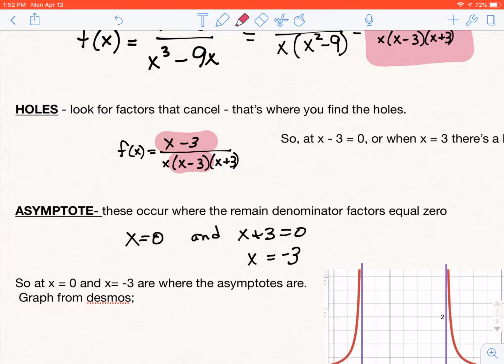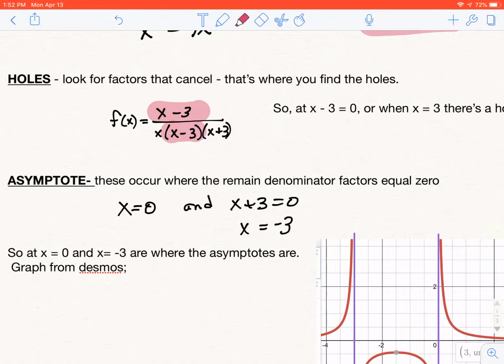All right, so asymptotes are where the remaining factors are of the denominator. Now it's very important, we only care about the denominator for asymptotes, where those factors equal 0. And so I notice I have x and I have an x plus 3. So when x equals 0, or when x plus 3 equals 0, or x equals negative 3, that's where I get my asymptotes. And asymptotes are vertical lines, and the graph is going to approach the asymptote, but it's not likely to cross.